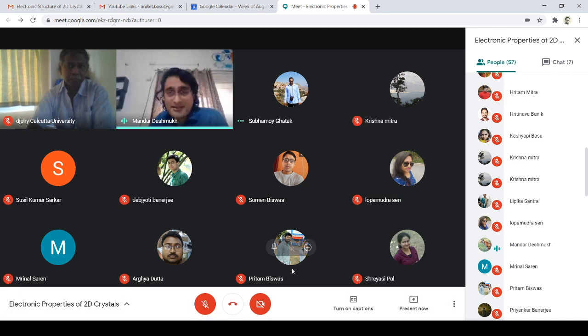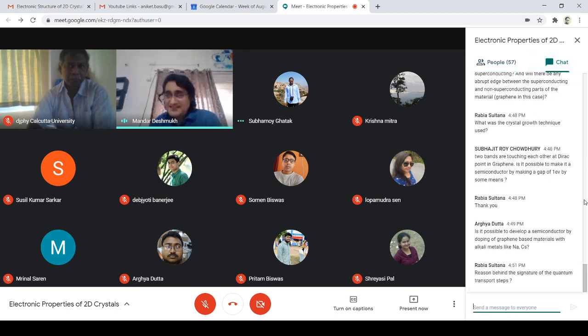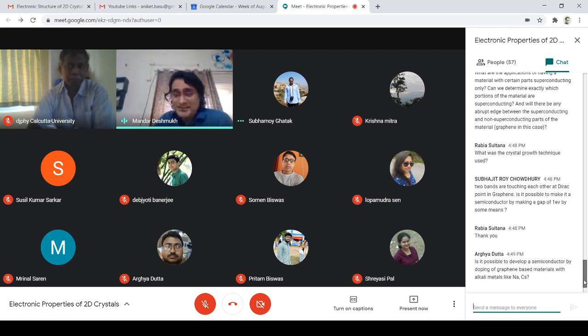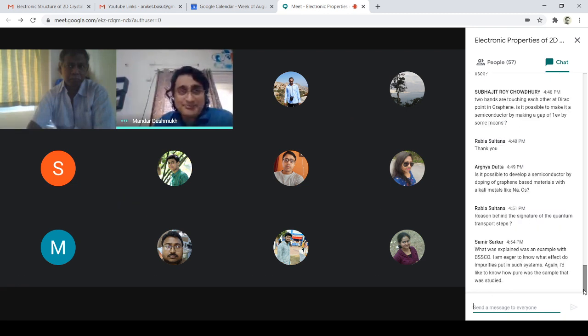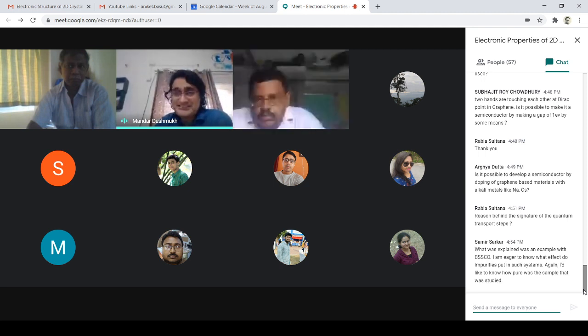Okay. Now there's another question by Subhajit Roy Chaudhary, which says, two bands are touching each other at the Dirac point in graphene. Is it possible to make it semiconducting by making a gap of 1 eV by some means? Great question. This is the goal of the semiconductor industry. And one of the reasons people were disappointed in graphene, despite all the hype, is that it doesn't have a band gap, and it's actually very hard to make a band gap. So this is a very good question.